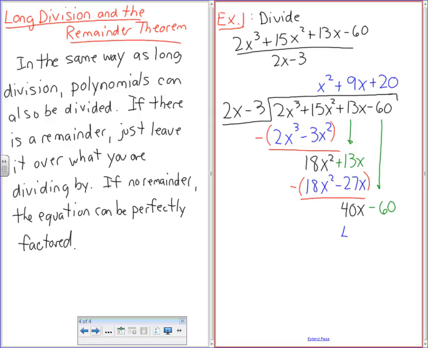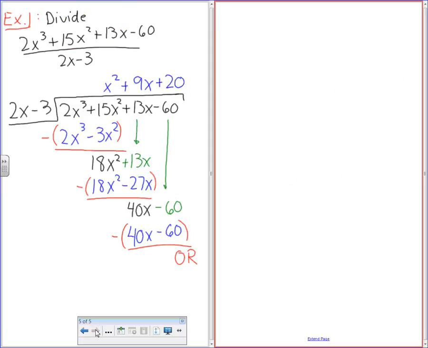Okay, so I'm going to get 40x down here because 2x times 20 gives you 40. Negative 3 times 20 gives you what, magically? Negative 60. Okay, so I'm going to subtract that, and I have no remainder, which is nice. So what that tells me is that this is technically equal to x squared plus 9x plus 20.